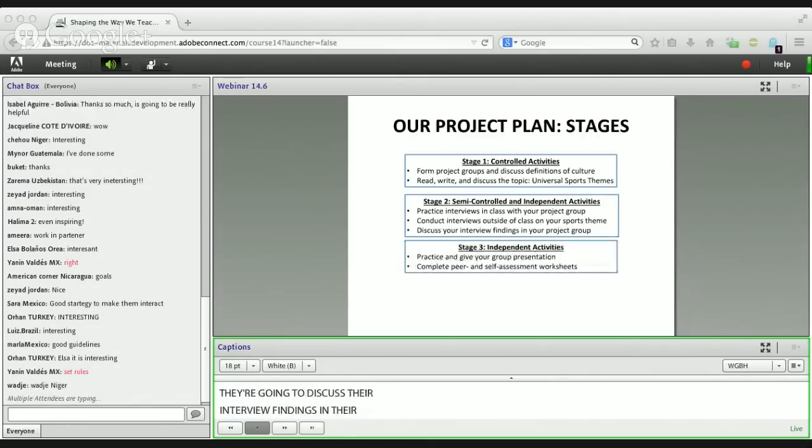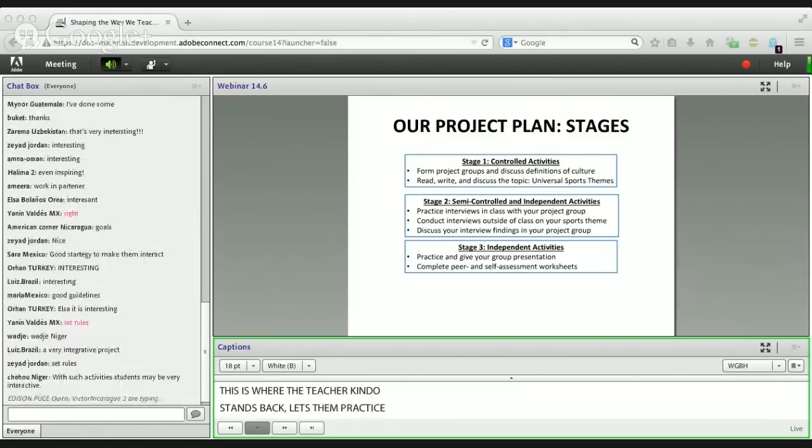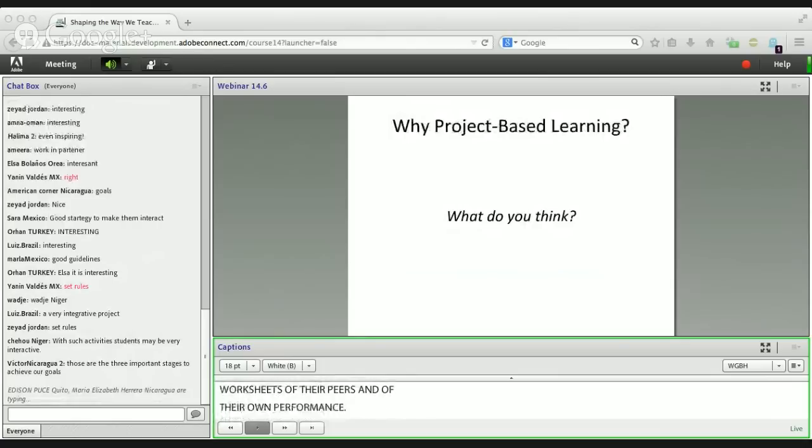And finally, stage three, independent activities. And this is where the teacher kind of stands back, lets them practice, give a group presentation, and then complete assessment worksheets of their peers and of their own performance. Excellent. And so this is project-based learning.